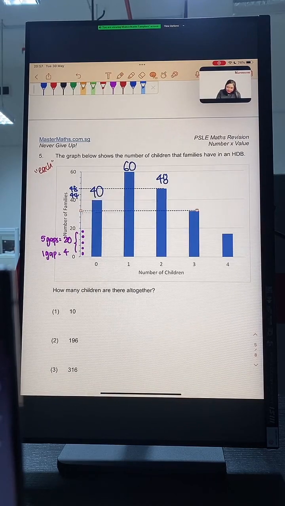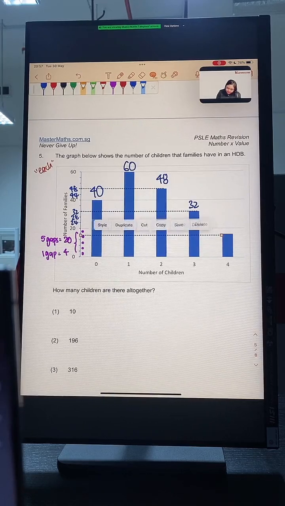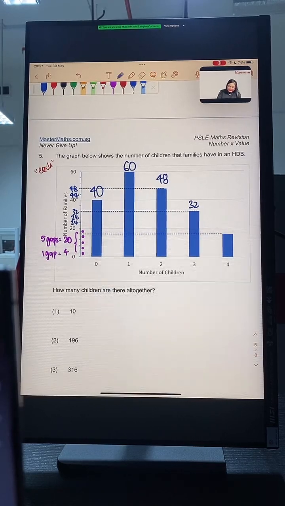We have 20, 24, 28, 32. So 32 families have 3 children each. And finally, we have this: 4, 8, 12, 16. 16 families have 4 children each.